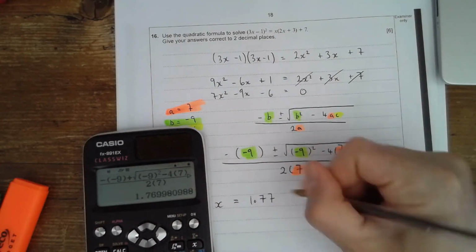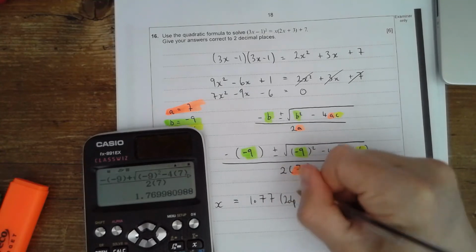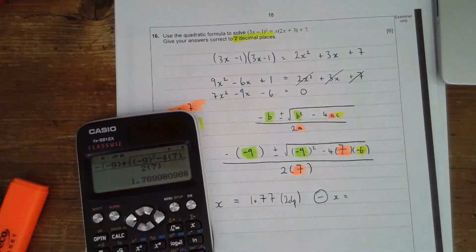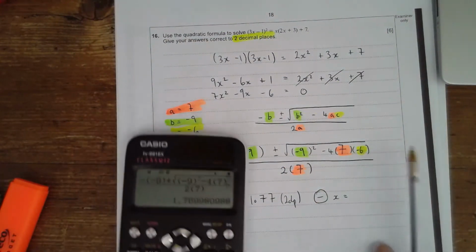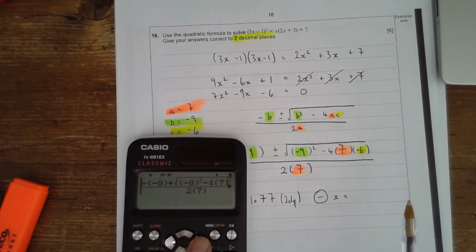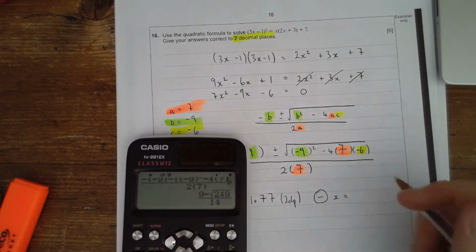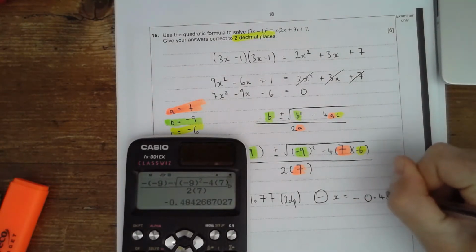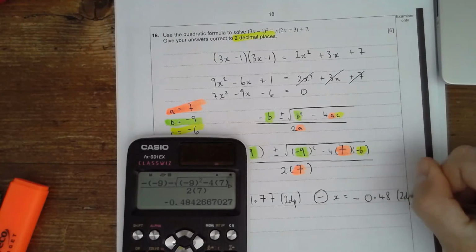1.77 to 2 decimal places, because it did say in the question above, it wants it to 2 decimal places. Now, rather than writing all of that out again, all I do is use the replay button, and I press it several times to the right, and I can delete the plus sign and change it to a minus, and that now becomes minus 0.48 to 2 decimal places.